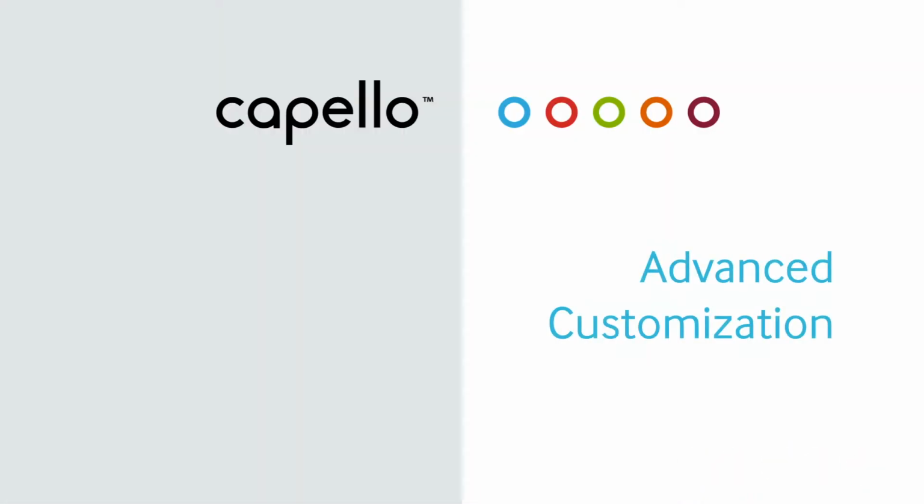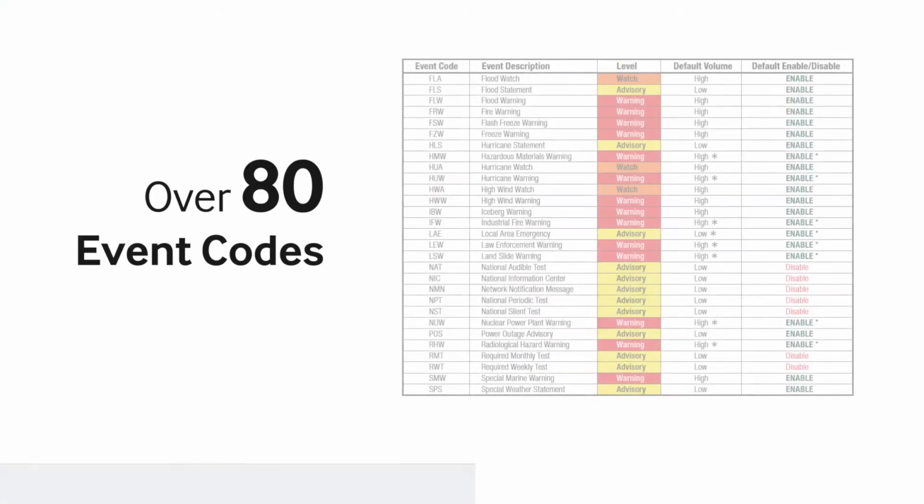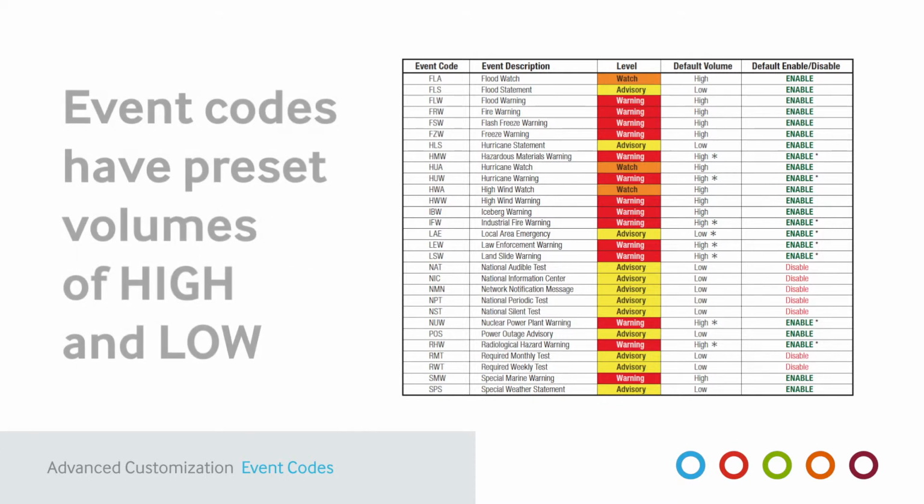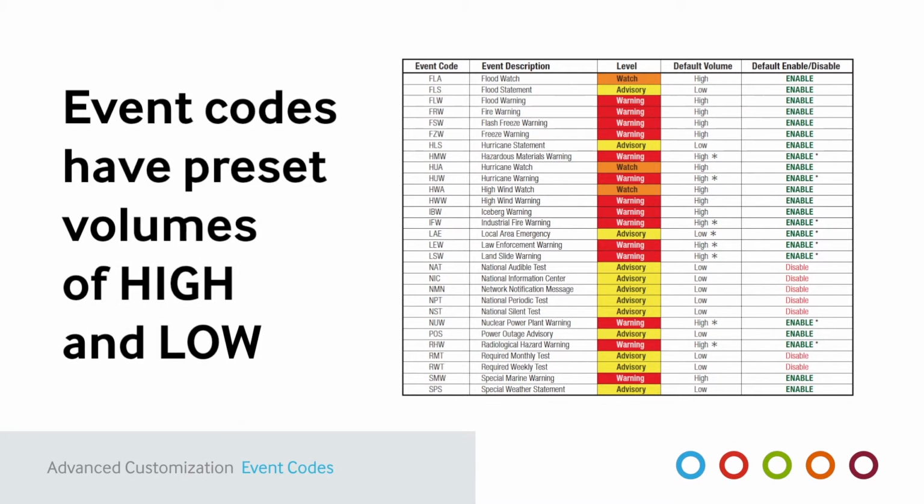Advanced customization. There are more than 80 event codes distributed digitally by the NOAA Weather Radio All Hazards network of transmitters. Your Safe and Sound radio will only receive alerts relevant to your geographic location or for the county code or codes you have programmed into your radio. Event codes have preset volumes of either high or low and indications of whether the volume level can be changed.